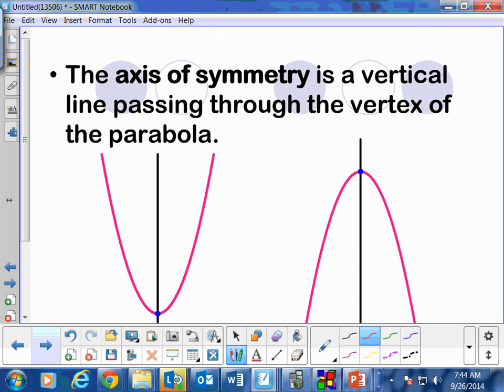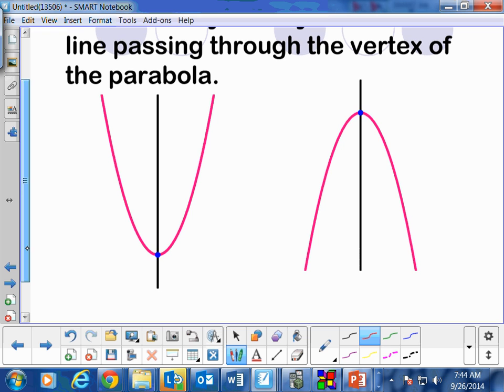Now let's go ahead and talk about the axis of symmetry. The axis of symmetry is a vertical line that passes through the vertex of the parabola, which in shorthand form is sometimes written as AOS, which refers to the axis of symmetry. The vertex here is this one right here, which is just kind of like a valley. That's the minimum, and here's the maximum. There's the two vertexes, and again, this is the axis of symmetry.